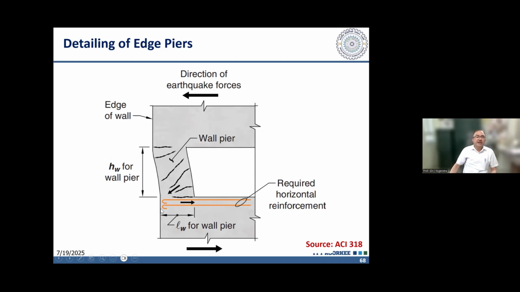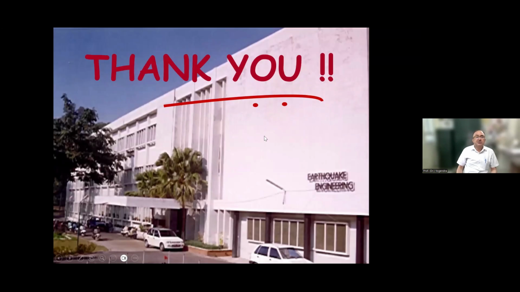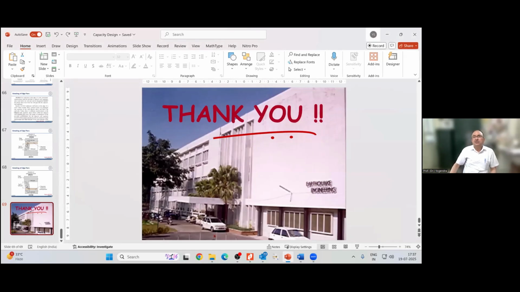And it needs to be anchored sufficiently into the shear wall so that this reinforcement does not slip. So a special type of detailing is required. Additional horizontal reinforcement is required at the top and bottom of the edge pier when the pier size or pier length is much smaller as compared to the rest of the shear wall. So thank you. These were the points which I wanted to discuss, and we can take up the questions.